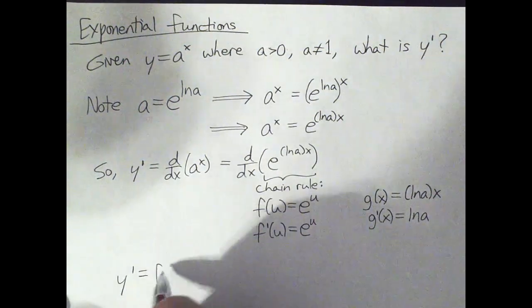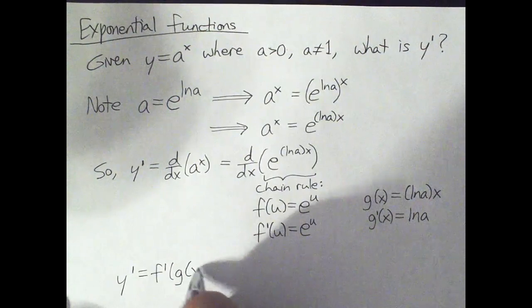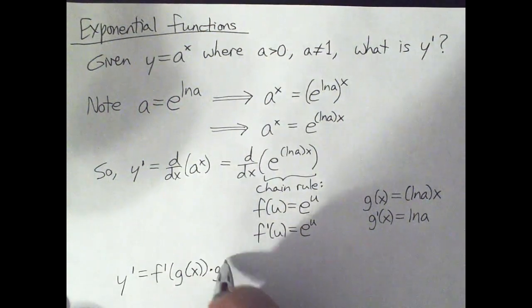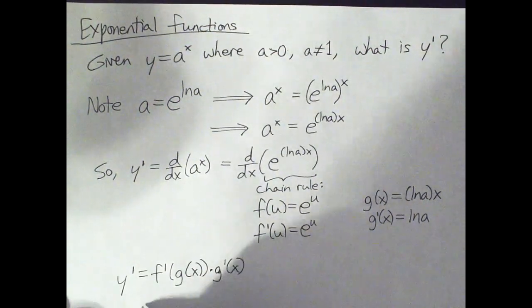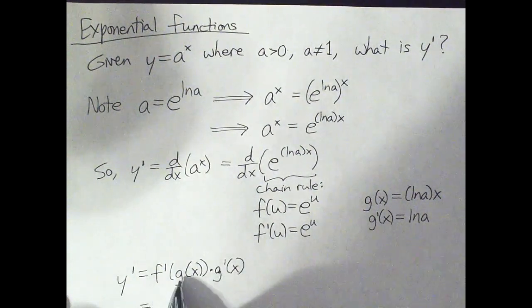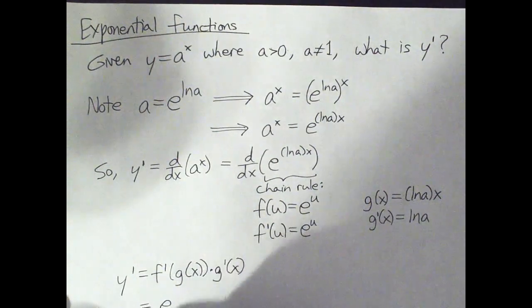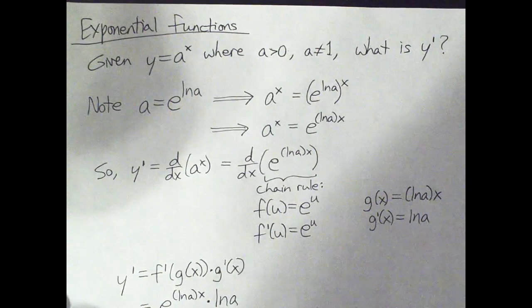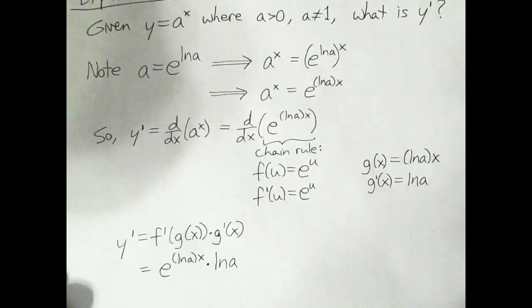All right, moving on, let's apply the chain rule formula. We have all 4 puzzle pieces, but let's actually put them into the chain rule formula and see what we get. So f prime is e to the something. We need e to the g of x, so e raised to the ln a x, and then times g prime.